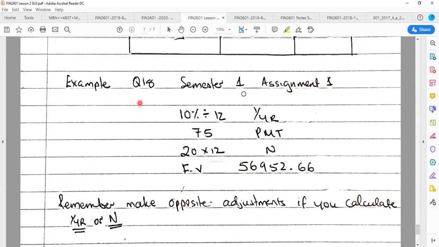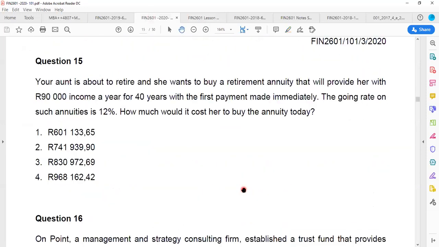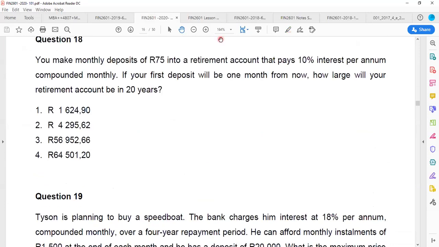Question 18, semester 1, assignment 1. Okay, there we go. The question says, you make monthly deposits of 75 rand into an account that pays 10% interest per annum, compounded monthly. You see that? This is what I was talking about. If your first deposit will be 1 month from now, meaning you're depositing at the end of each month, how large will your retirement be in 20 years?